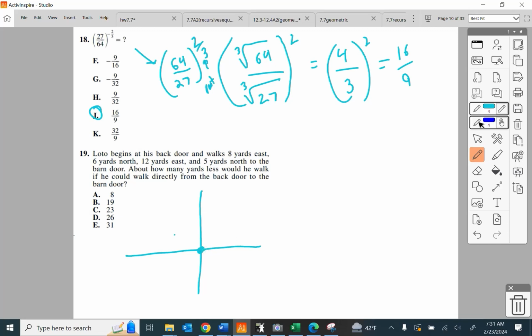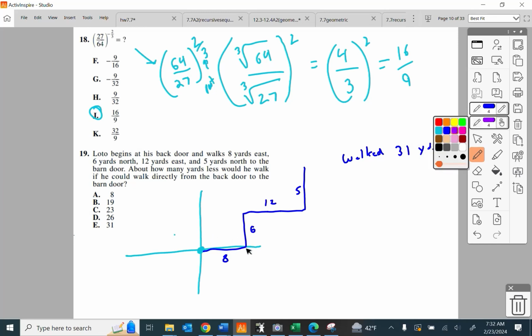He walks 8 yards east. Then he walks 6 yards north, 12 yards east, and then he walks 5 yards north. So he did quite a bit of walking here. He walked 31 yards. Now let's just think about what actually happened here.